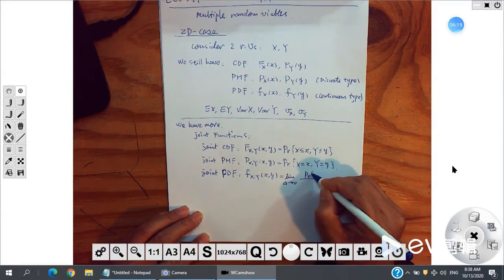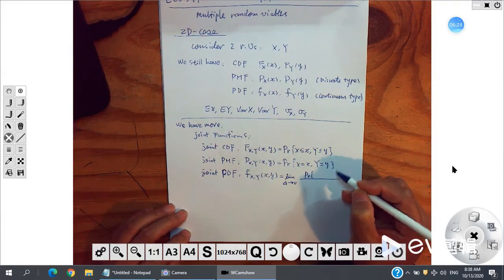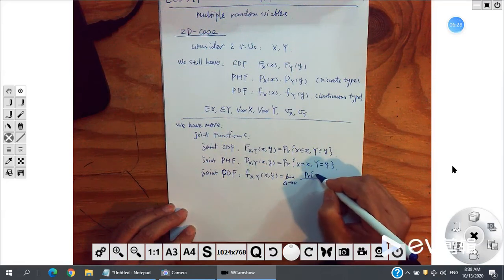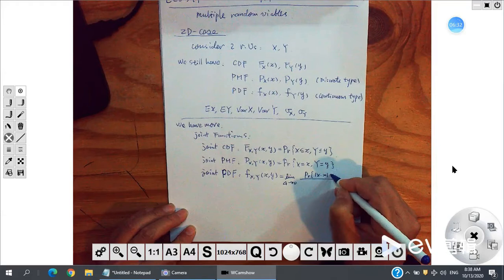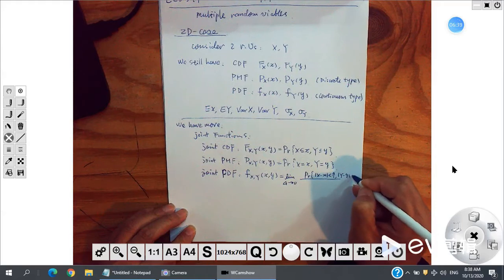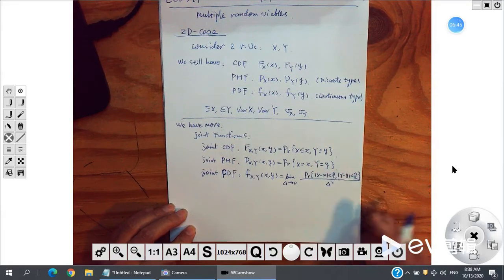Now we choose a small piece of the sample space, or pick a small event. Let's say capital X minus this x is no more than delta over 2, and capital Y minus y is also no more than delta over 2, and divided by delta square. So we have the joint PDF.